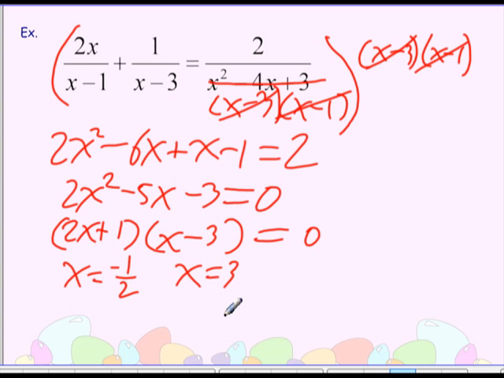But we have a problem. x equals 3 is an extraneous solution, because if you plug 3 in, it doesn't make this equation true. Remember, when you solve an equation, the goal is to find the values of x that you can plug in that will make that true. But if you plug 3 in, this blows up and it doesn't work. So we actually have to throw that out, and our only solution then is x equals negative 1/2.